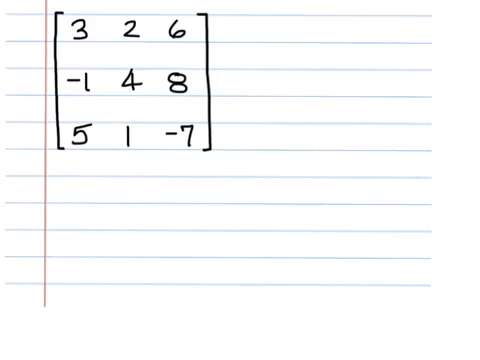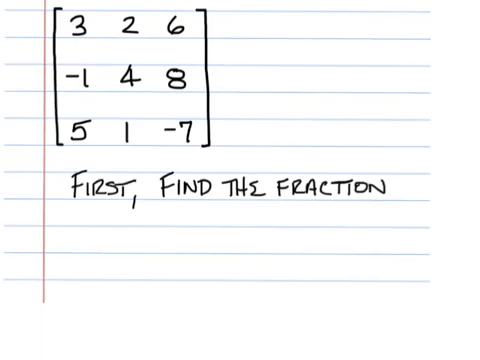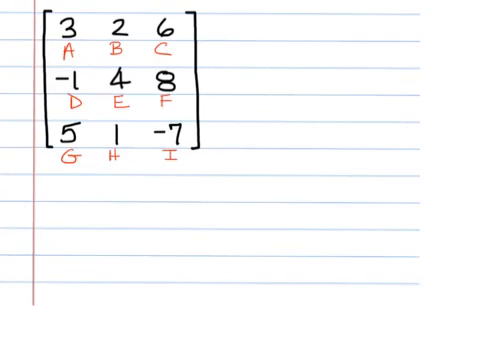All right, example number 2. Here is an example with numbers in it that we have to work out. We'll go through this step by step. 326, -148, 517. First, you have to find the fraction, the first half of the formula. That's what we'll do first. Before you do anything, label them off A, B, C, D, E, F, and G, H, I. It'll make it much easier when you go back to plug in the numbers from the matrix.